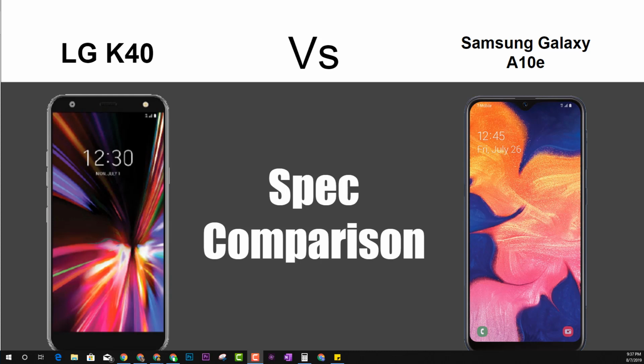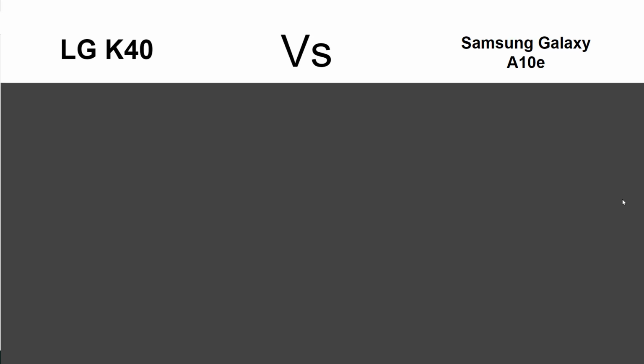Let's go ahead and jump right in. So we always start with the software specs. They're both going to be running the latest Android 9 Pie software. One slight difference on the Samsung is that Samsung is going to be running their One UI on top of Android 9 Pie, so theirs always looks slightly different.